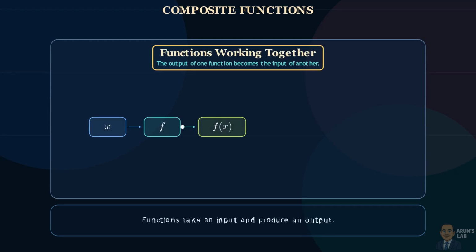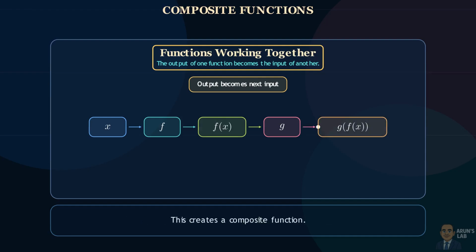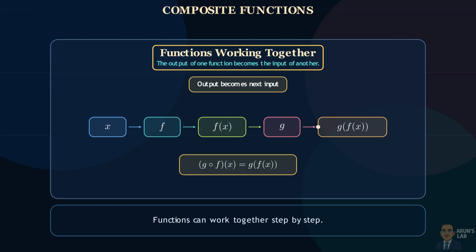So far, we have learned how functions take an input and transform it into an output. We also learned how to reverse functions using inverses. But now, let me ask you something interesting. What if we combine two functions together? What if the output of one function becomes the input of another one? This is called a composite function. Today, we will learn how functions can work together step by step and how this creates powerful mathematical relationships.